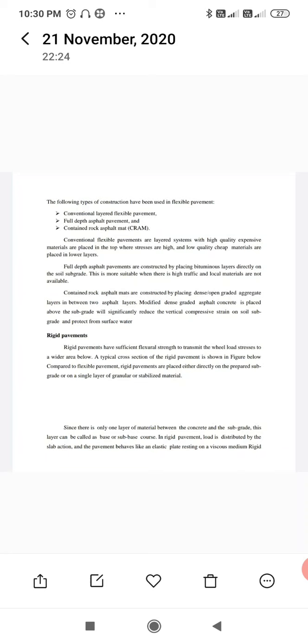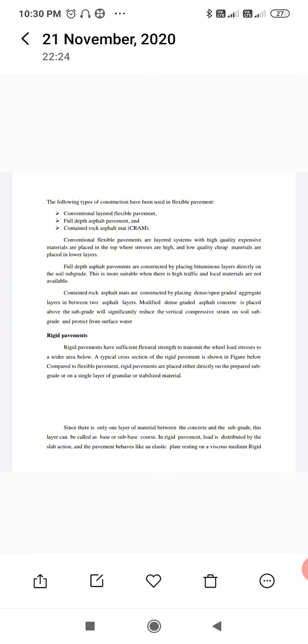Contained rock asphalt mats are constructed by placing dense or open graded aggregate layers between two asphalt layers. Modified dense graded asphalt concrete placed above the subgrade will significantly reduce the vertical compressive strain on the soil subgrade and protect the surface from water.